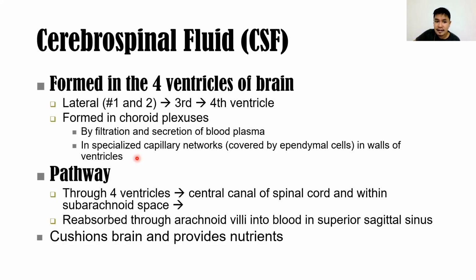What is the pathway of our CSF? Through the four ventricles: two lateral, the third and the fourth ventricle, four. They would flow to the central canal of the spinal cord and within the subarachnoid space. Then it is reabsorbed through the arachnoid villi into the blood in the superior sagittal sinus. So what's the function of your CSF? Aside from giving oxygen and nutrients, it cushions the brain and provides nutrients. Okay?